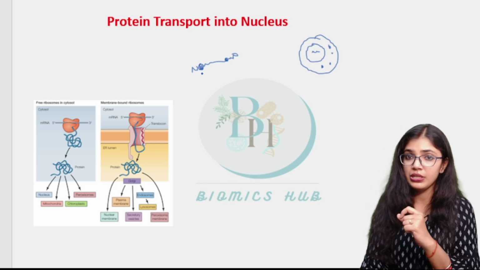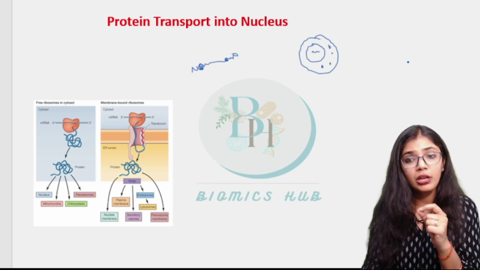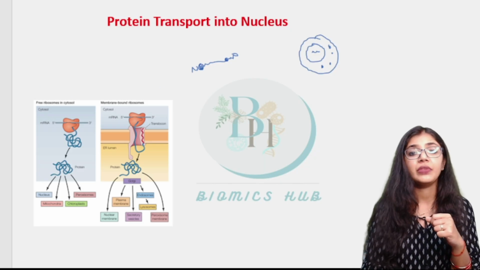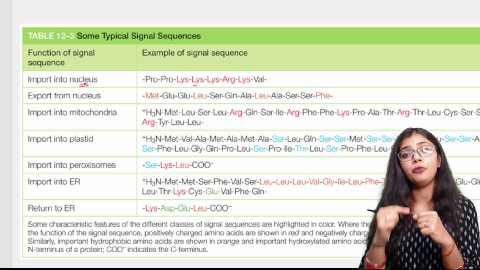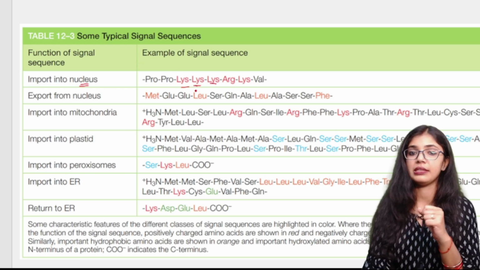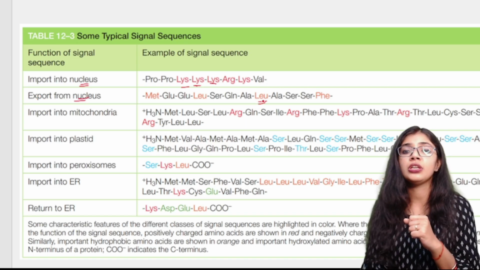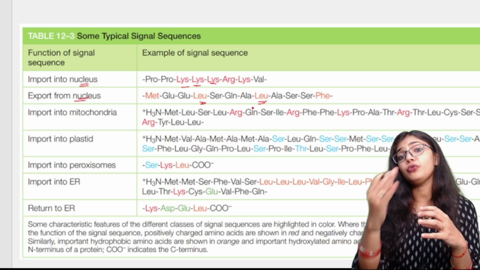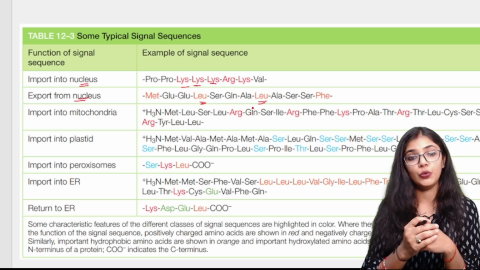So what are signal sequences? They are continuous stretches of certain amino acids. For import as well as for export, there are different types of signal sequences. For example, for import into the nucleus, that means transfer of protein inside the nucleus, the protein should have a continuous lysine rich sequence. And for export from the nucleus, it should have a leucine rich sequence. In this way, it is decided where the proteins will be transferred, whether they go inside the nucleus or come out from the nucleus.